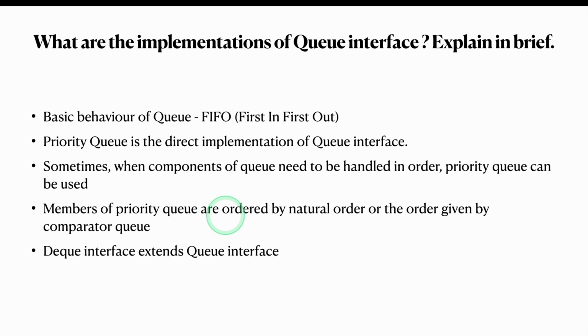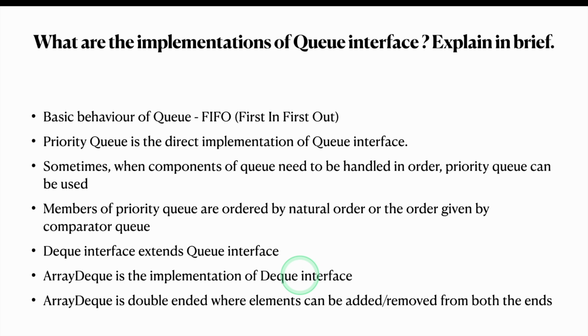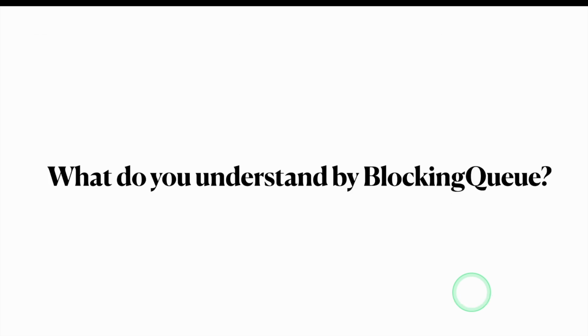constructor. And the Deque interface extends the queue interface. You may not need to tell about Deque when you're asked about the implementations of queue interface, as priority queue only directly implements the queue interface. But it would be good if you have knowledge of these interfaces as well. So Deque interface extends queue interface. ArrayDeque is the implementation of Deque interface. ArrayDeque is a double-ended queue where elements can be added or removed from both the ends. That's it. What do you understand by blocking queue?